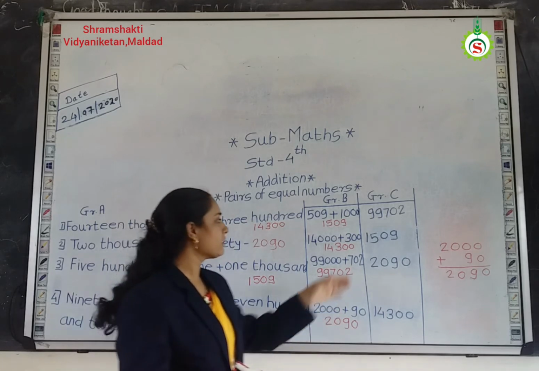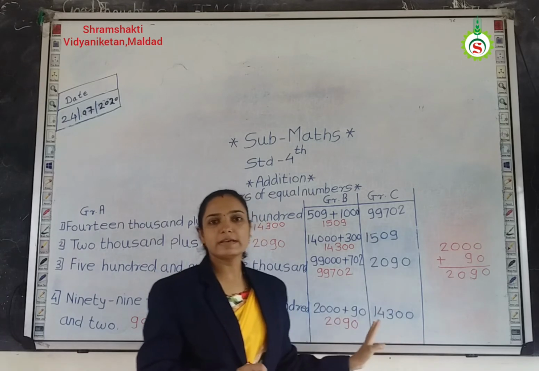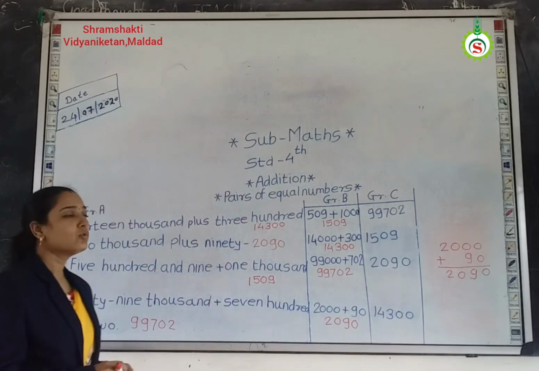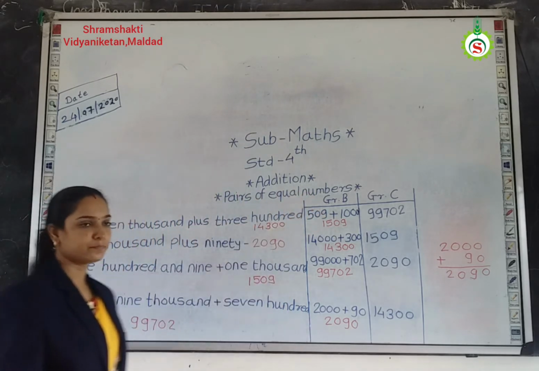Separately. Do we need addition here? No, because all numbers are given separately. Okay, now we have to make pairs of group A and group B.